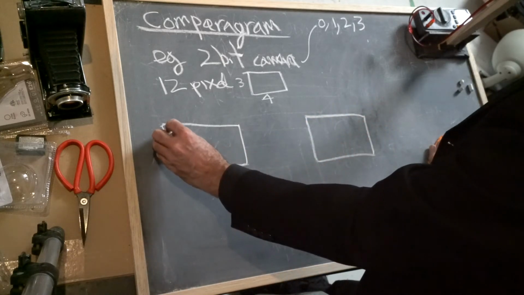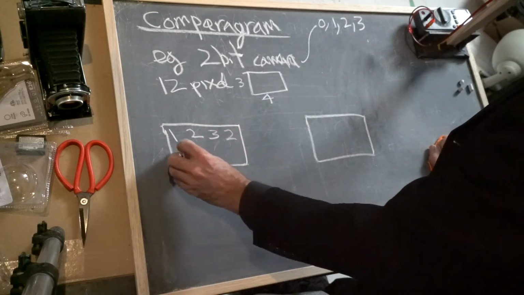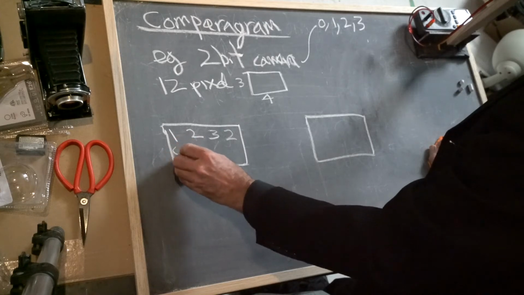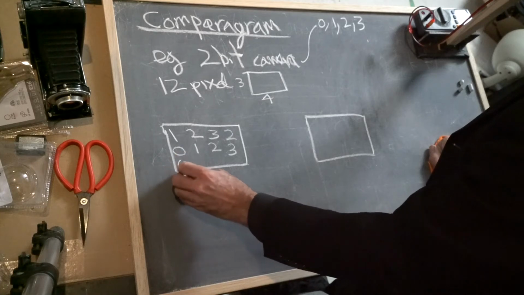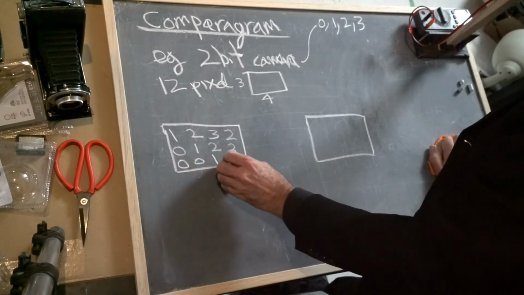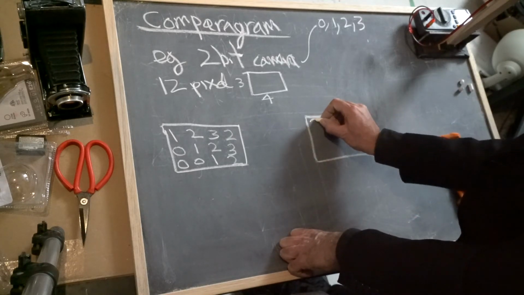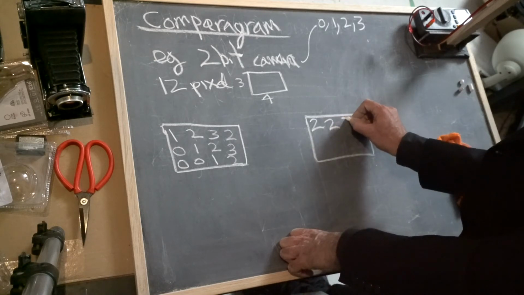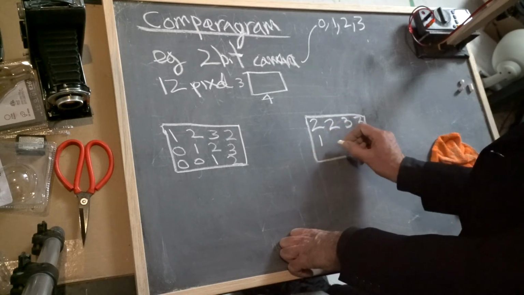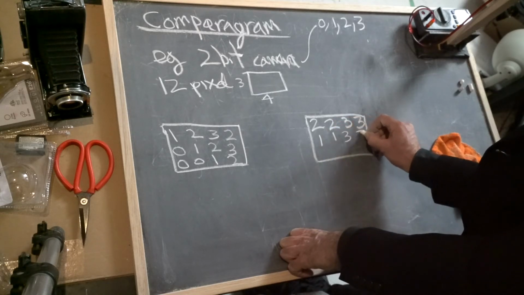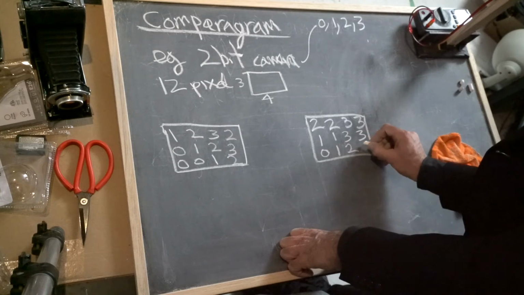Let's say, I'll just make up something here, we had 1, 2, 3, 2, 0, 1, 2, 3, maybe 0, 0, 1, 2, and then this brighter image over here, let's say it was 2, 2, 3, 3. So this image will be slightly greater exposure. 1, 1, 3, 3, 0, 1, 2, 3, let's say.